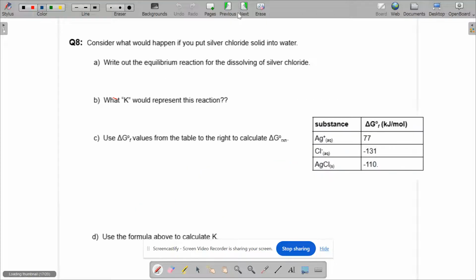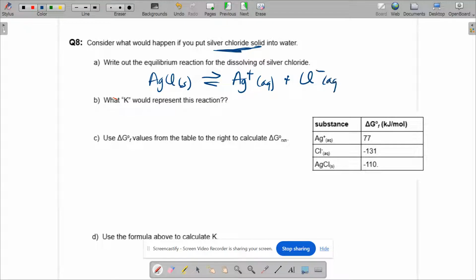All right, well, let's just do an example. What would happen if you put silver chloride solid in water? Write out the equilibrium reaction. Silver chloride solid is a classic precipitate, right? But as we talked about, precipitates do dissolve a little bit, and that's an equilibrium system, into Ag plus aqueous and Cl minus aqueous.